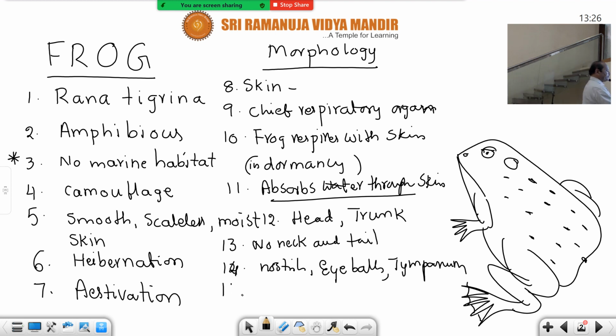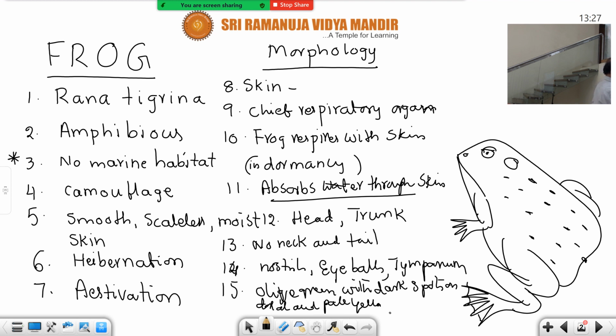So, olive green with dark spots on the dorsal side and pale yellow color on the ventral side. Pale yellow on the ventral side. This is regarding skin color. Olive green with dark spots on dorsal, pale yellow on ventral side.